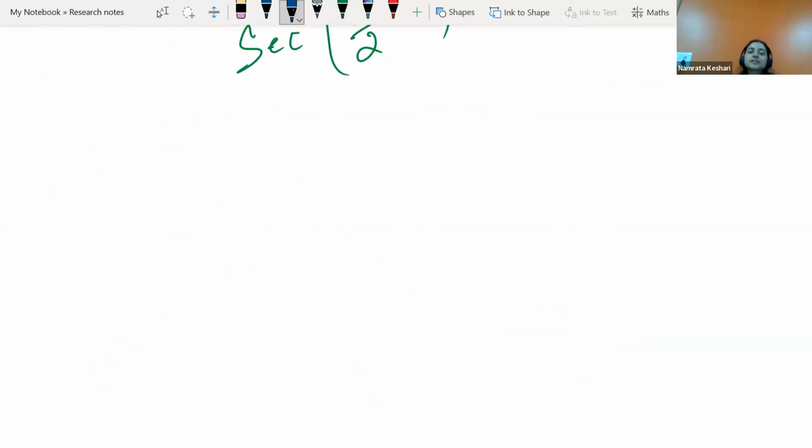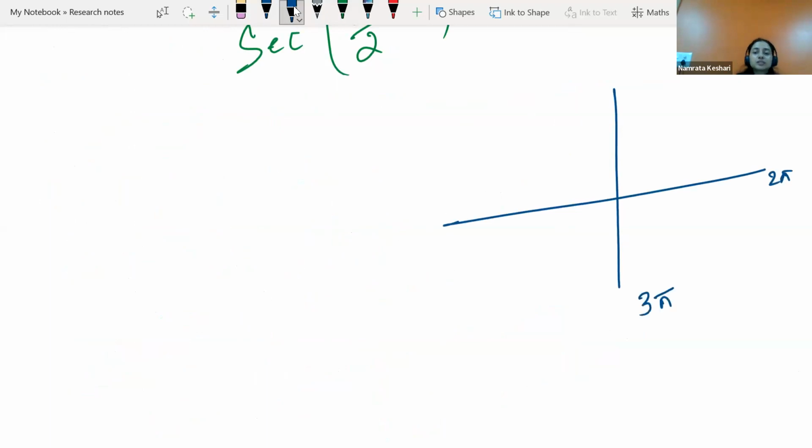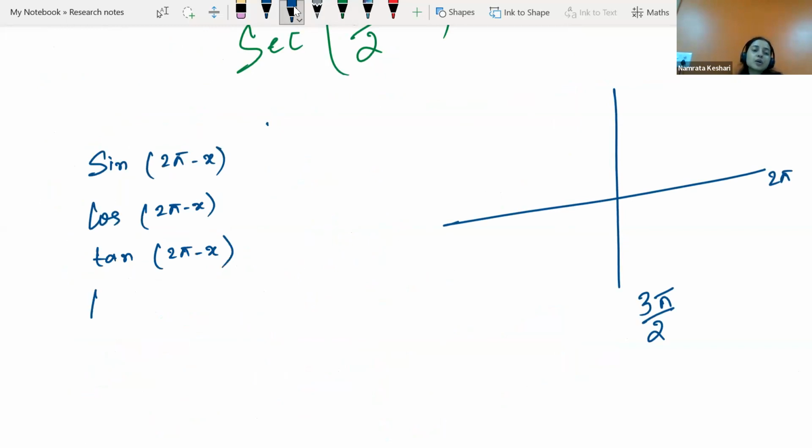3 pi by 2 minus x done. 3 pi by 2 plus x done. Now we will be talking about 2 pi: 2 pi minus x, 2 pi plus x. So we will be talking about sine of 2 pi minus x, cos of 2 pi minus x, tan of 2 pi minus x, cot of 2 pi minus x, cosec of 2 pi minus x and sec of 2 pi minus x.